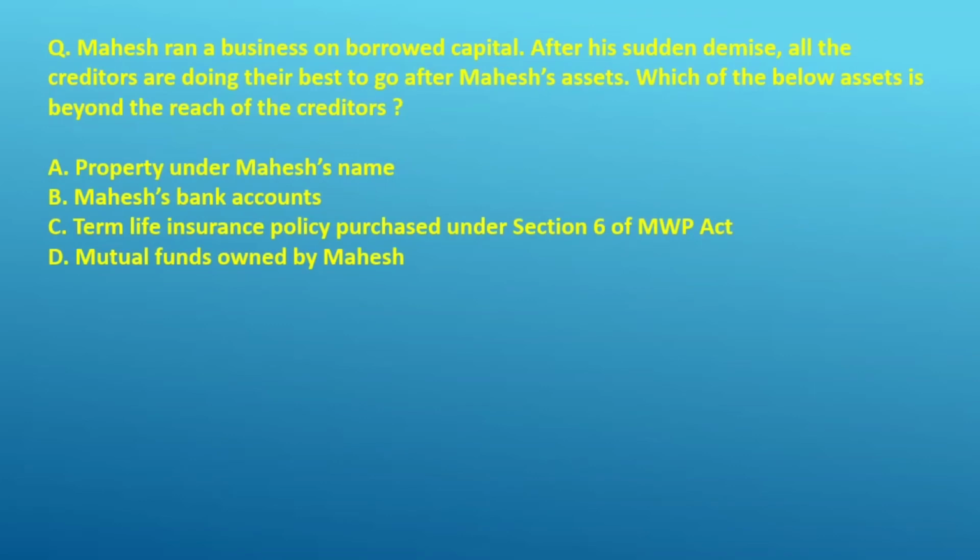Mahesh ran a business on borrowed capital. After his sudden demise, all the creditors are doing their best to go after Mahesh's assets. Which of the below assets is beyond the reach of the creditors? Correct answer is C. Term life insurance policy purchased under Section 6 of MWP Act.